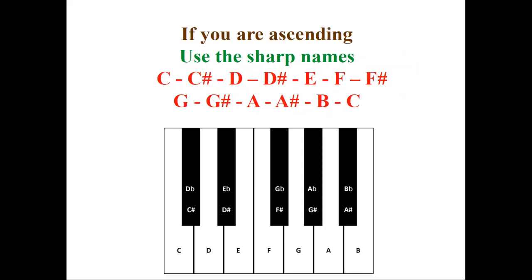If you are ascending, use the sharp names. So for example, let's say we start from C and we're going to do all of the 12 tones, working our way all the way up to B. Then we would say C, C sharp because we're going up, D, D sharp, E, F, F sharp, G, G sharp, A, A sharp, B. And then up to C, which would then be an octave higher.